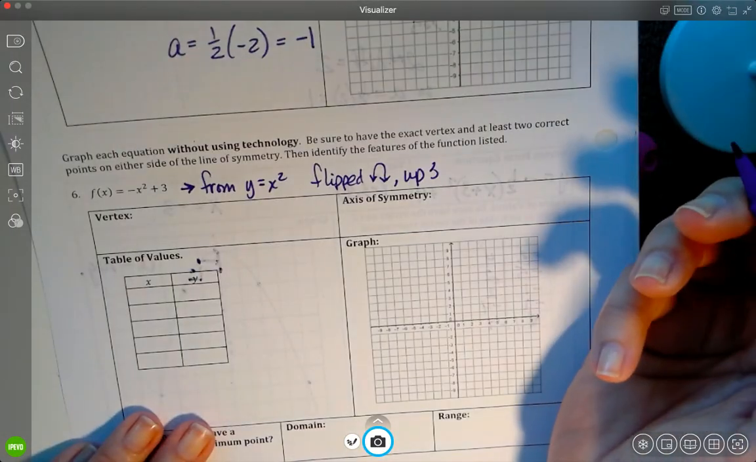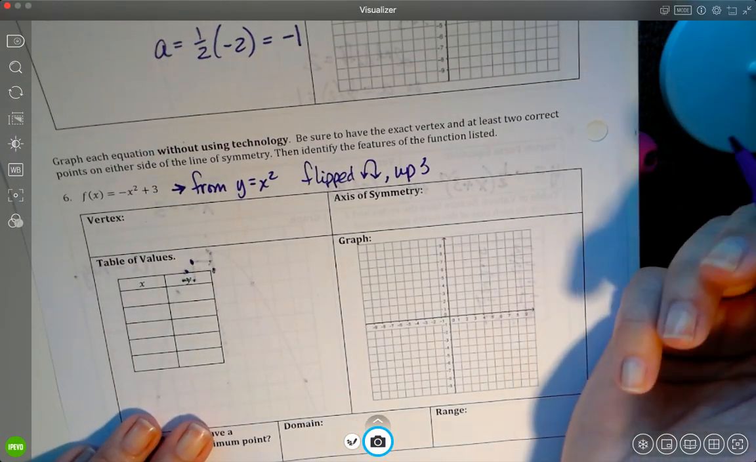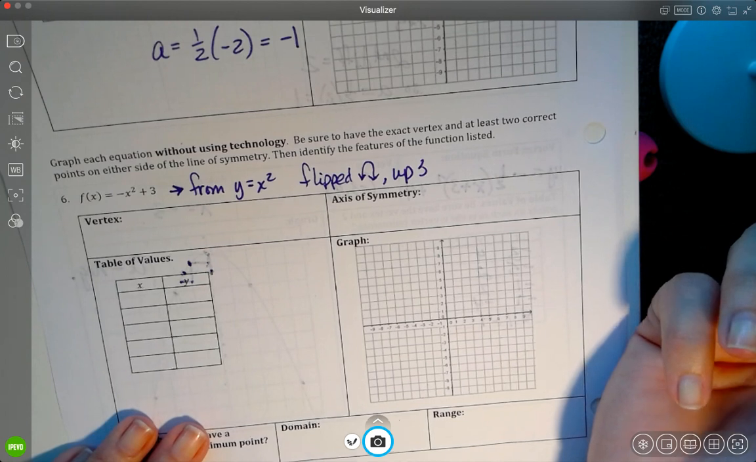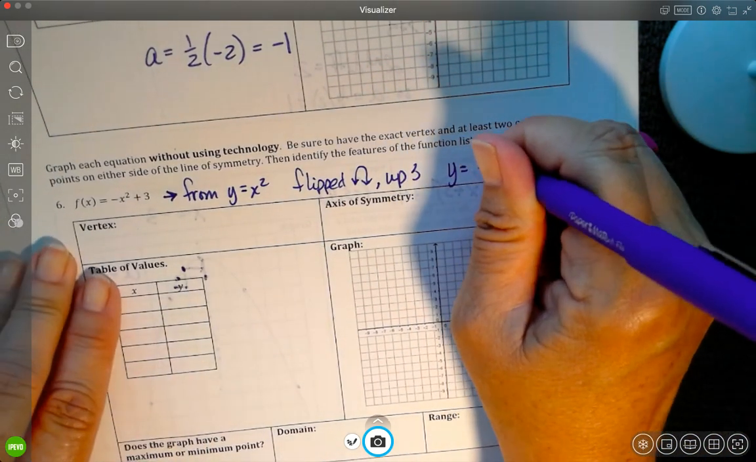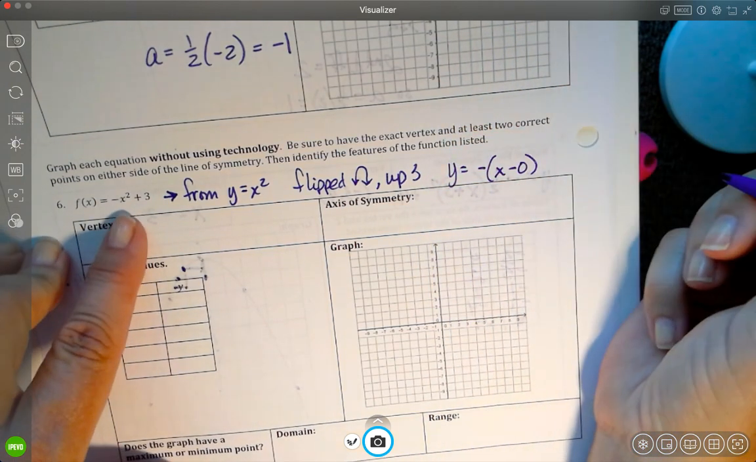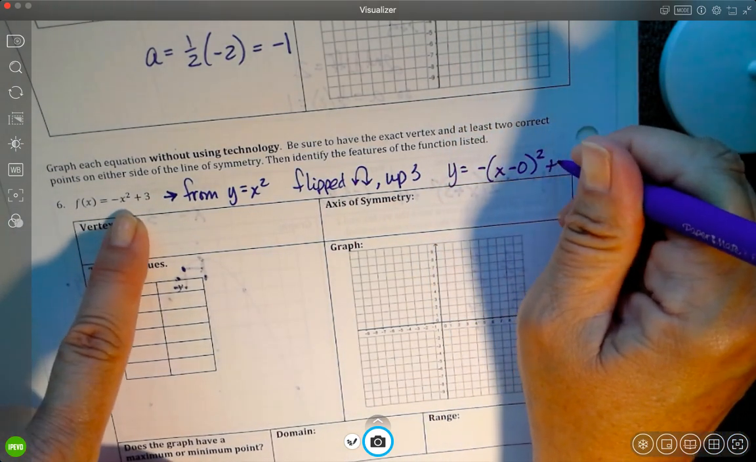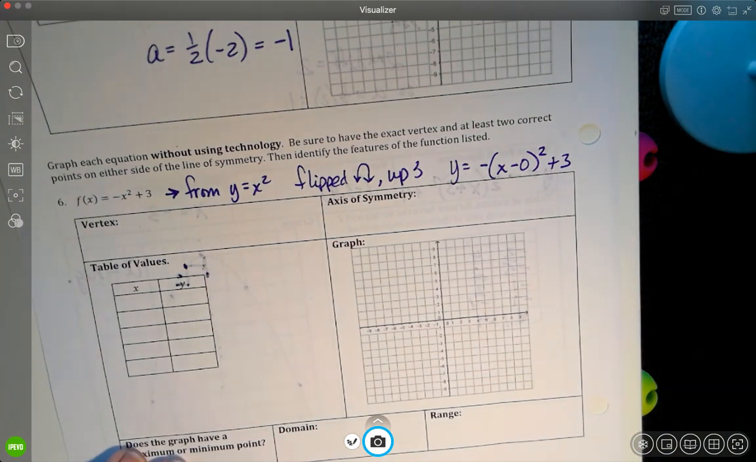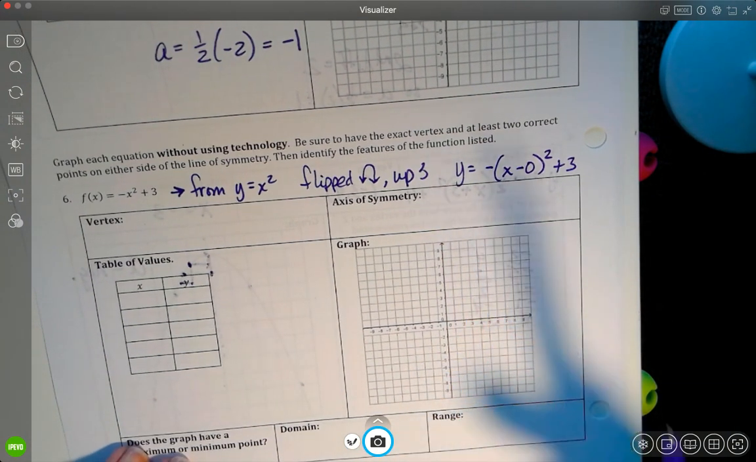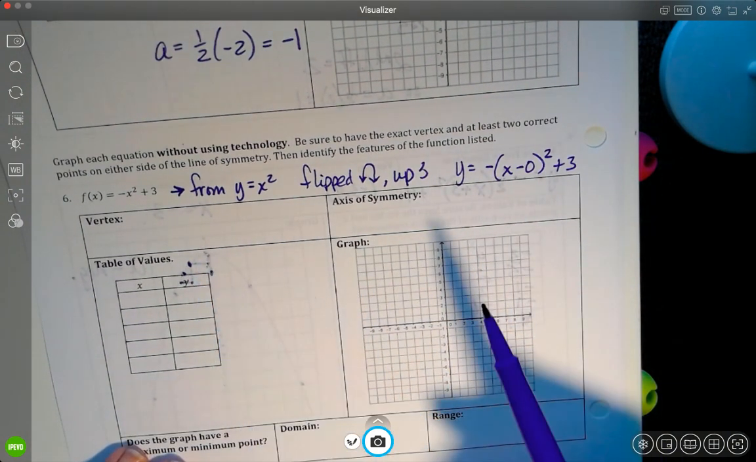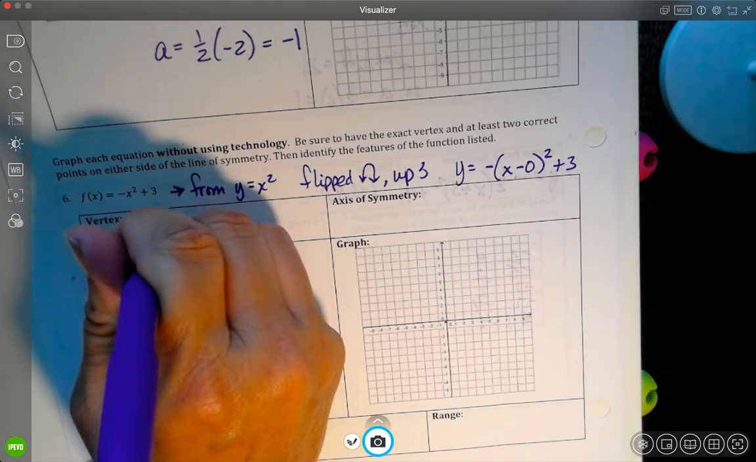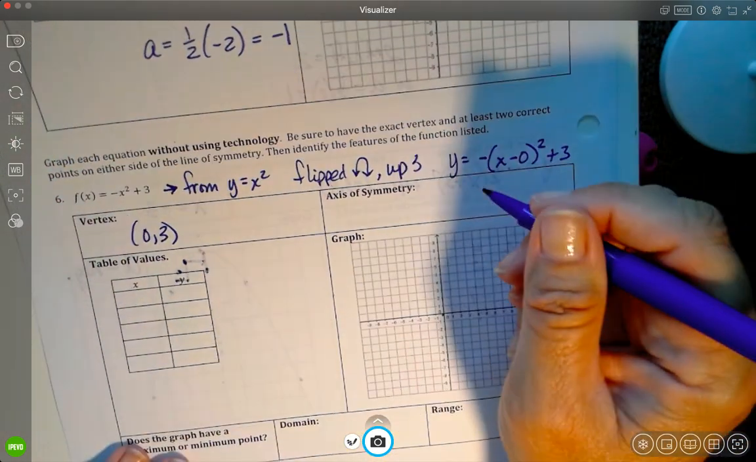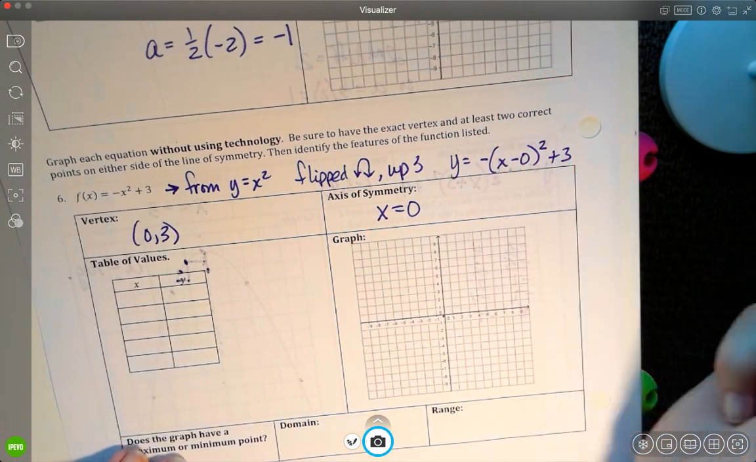But you could also rewrite it in vertex form. You put y equals negative, and then it's x minus 0, right? Because it doesn't have anything else in that quantity, +3. I think when you rewrite it like this, it helps you to find the vertex. Although the vertex from the parent graph, remember, is 0, 0. So if it's only shifted up 3, then you know that the vertex is 0, 3. You know the axis of symmetry is x equals 0, the y-axis.